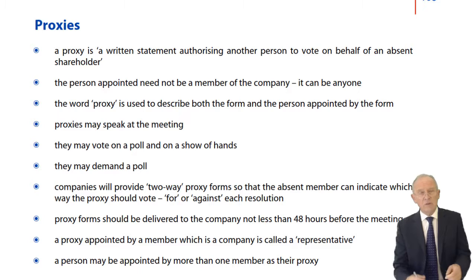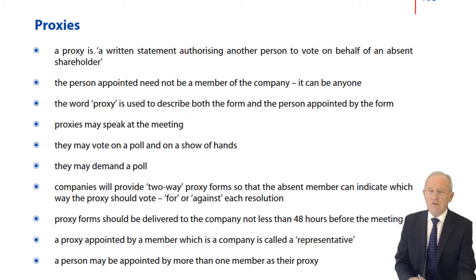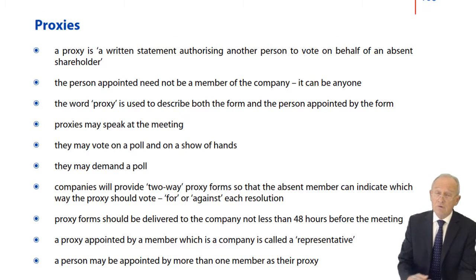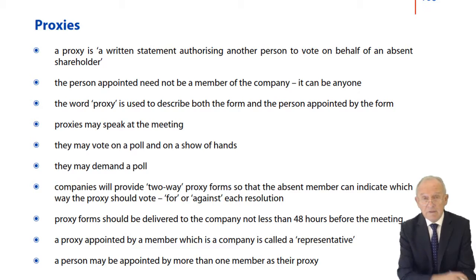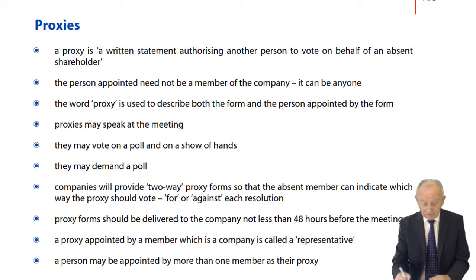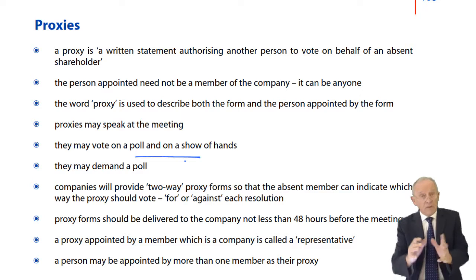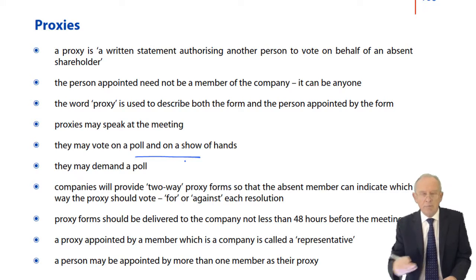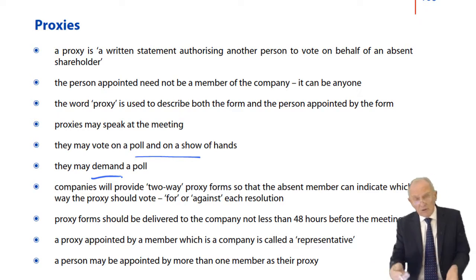A proxy now is able to not only join in and ask for a poll, ask for a vote count, but they can also speak at the meeting and join in the discussion, which is interesting because they're not a member of the meeting. They're not a member of the company. They can vote on a poll and on a show of hands. I'll explain what those two are when we get to that particular page. I think it's the next page, maybe the page after. They may demand a poll, or they join in with others and demand a poll.